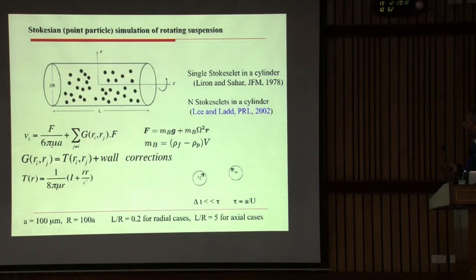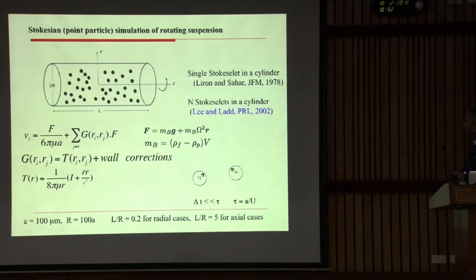The Green's function for the rotating cylinder geometry can be written as the Green's function in an unbounded system plus the wall correction. For a single Stokeslet, a single point particle in a rotating cylinder, Liron and Shahar have given the expression for the Green's function, and Lee and Ladd extended their method for N Stokeslets in a cylinder. So this is the Green's function for the unbounded system. The wall corrections involve Fourier transformation, and this can be found in the paper by Lee and Ladd. So we have used the method of Lee and Ladd.